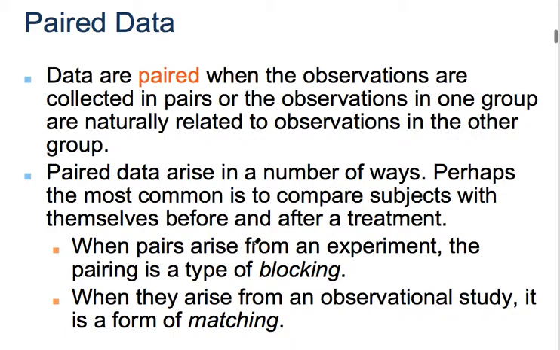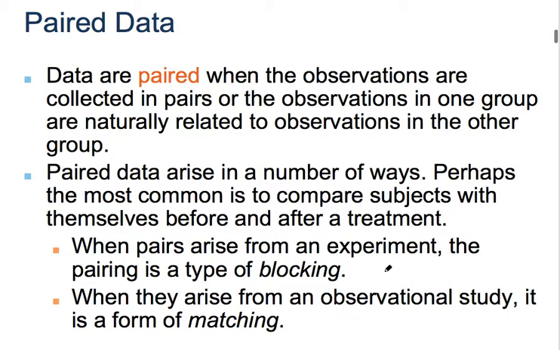So data are paired when the observations are collected in pairs, or the observations in one group are naturally related to observations in the other group. Okay, and paired data arise in a number of ways. Perhaps the most common is to compare subjects with themselves before and after a treatment.